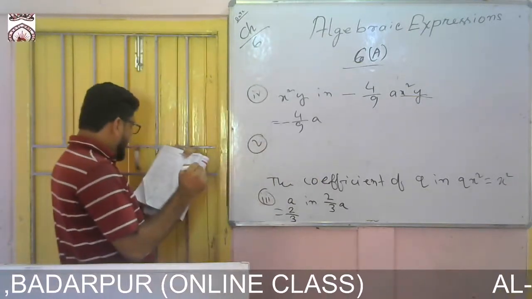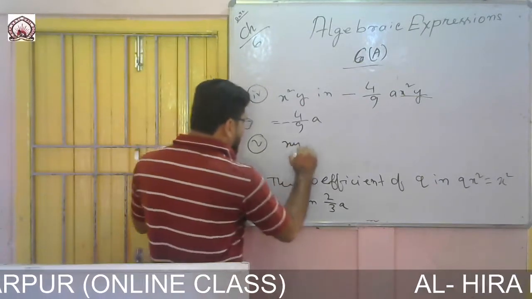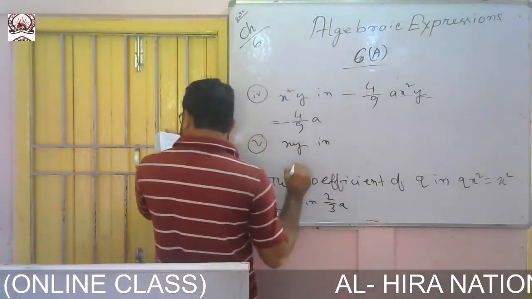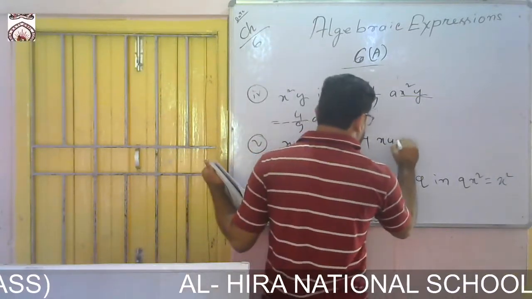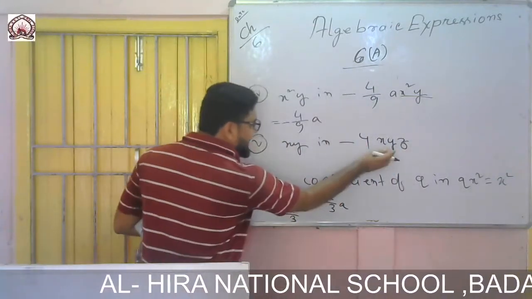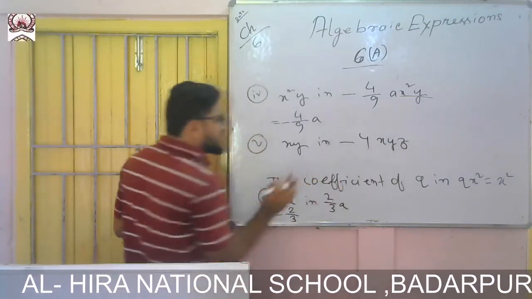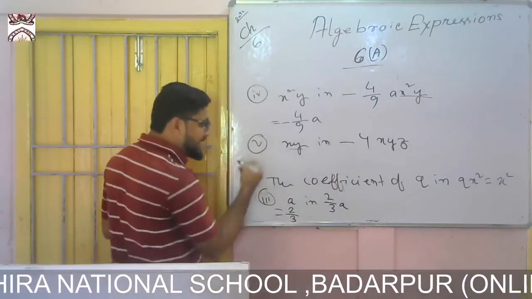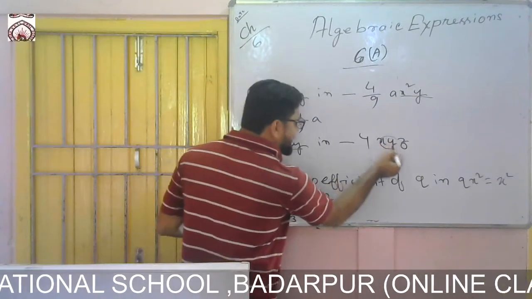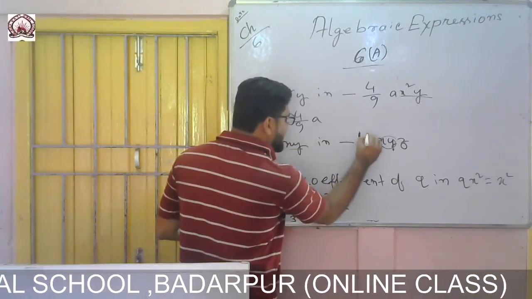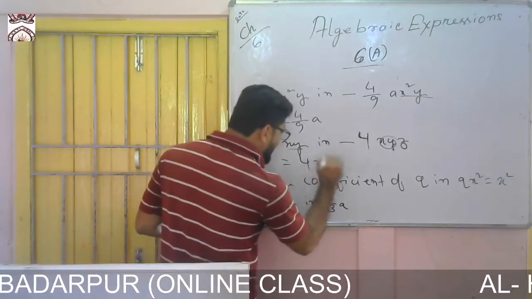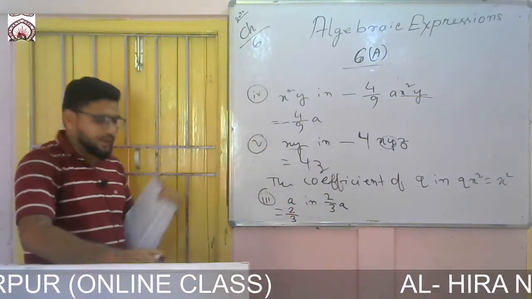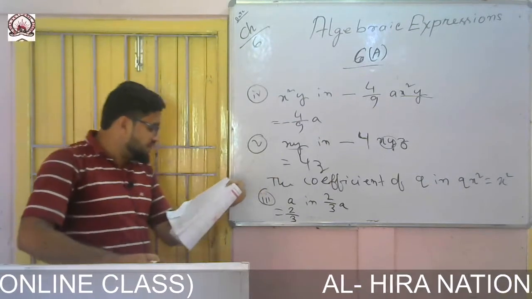Now come to question number 5. xy in minus 4xyz. That means leaving xy, what is there? yz. Sorry, the coefficient of xy: if I leave this xy, then what remains here? Minus 4 and z. So the answer will be minus 4z. That is the required answer. Understood?